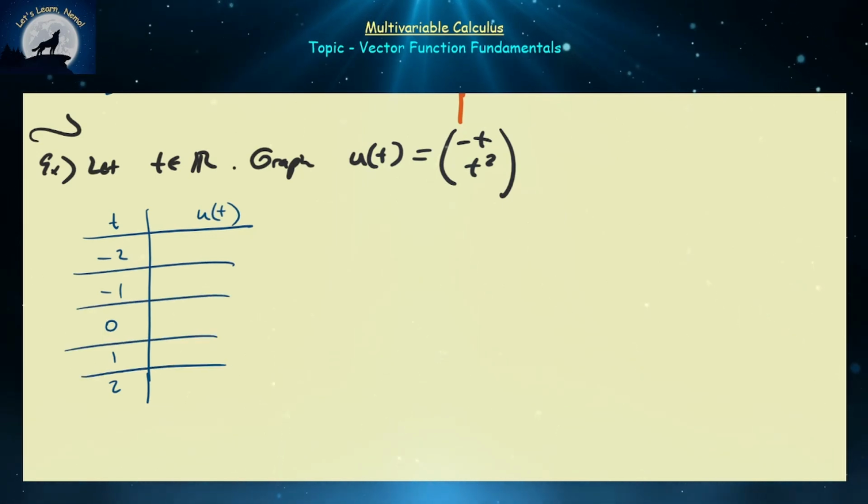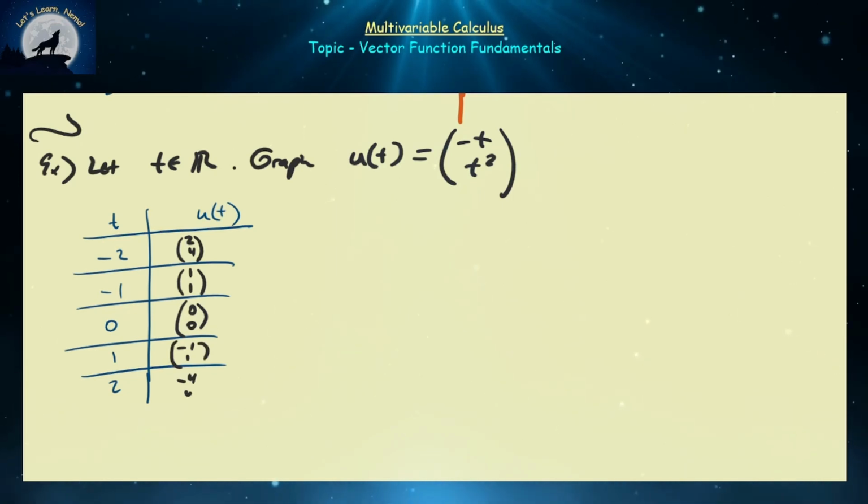So when we plug in minus 2, we're going to have the vector (-2, 4). Plug in minus 1, that's going to give us (-1, 1). Plug in 0, (0, 0). And then plug in 1, you get (1, 1), and then 2 gives (2, 4). So that gives us the output vectors for those input values of t.